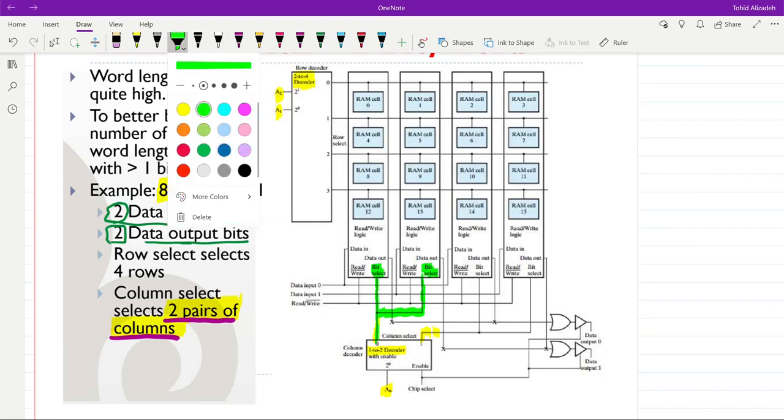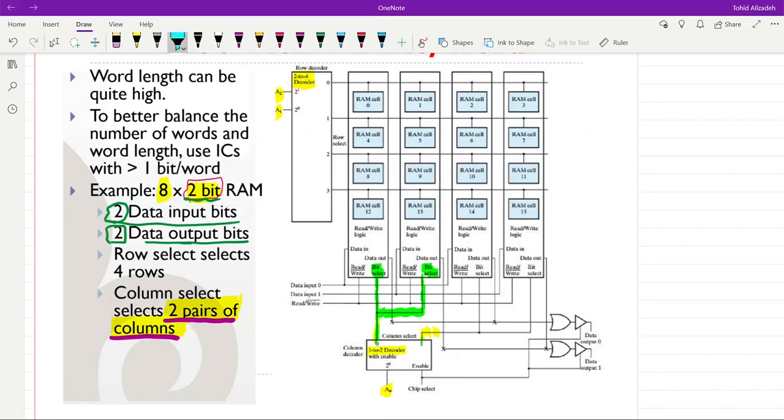On the other hand, we have it similarly for the next 2 columns as well. Yeah, so bit selects are connected to each other, so those 2 will be activated at the same time simultaneously. Then for the data input, we have 2 lines, data input line 0 and 1.